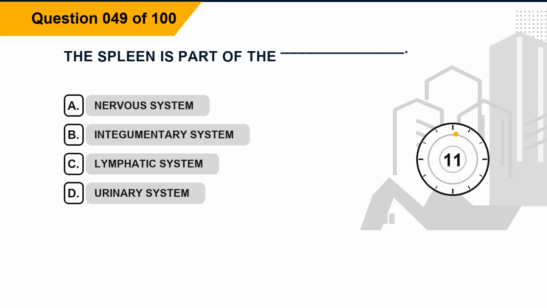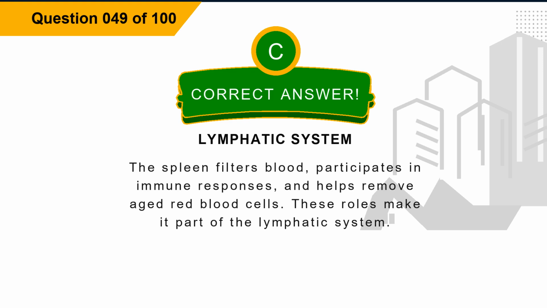Question 49. The spleen is part of the blank. Option A, nervous system. Option B, integumentary system. Option C, lymphatic system. Option D, urinary system. The correct answer is option C, lymphatic system. Explanation: the spleen filters blood, participates in immune responses, and helps remove aged red blood cells. These roles make it part of the lymphatic system.